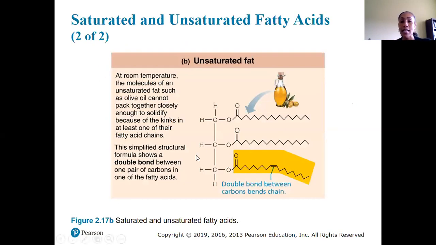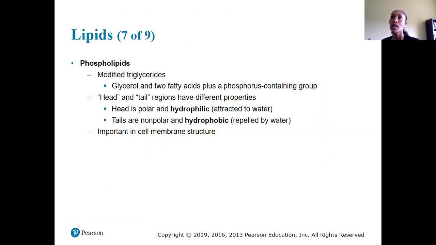So here we have an example of what an unsaturated fatty acid chain looks like. Here we've got a fatty acid chain with one double bond, and notice that it forms a kink or a bend in the fatty acid chain. Because of that, we can't pack this molecule very tight together, so it's going to be an oil at room temperature. Can you determine between the saturated fatty acids and the unsaturated fatty acids which ones are healthier for you? If you said unsaturated fatty acids, you are correct.